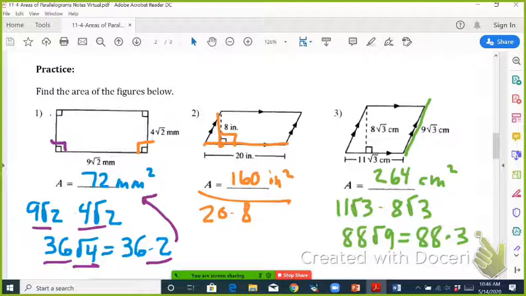Multiply them together. Alright, if you're doing that without a calculator, and you should know how to do that, you do 8 times 11 is 88, and then root 3 times root 3 is just 3, because it's the square root of 9, which simplifies to 3. 88 times 3 is 264.